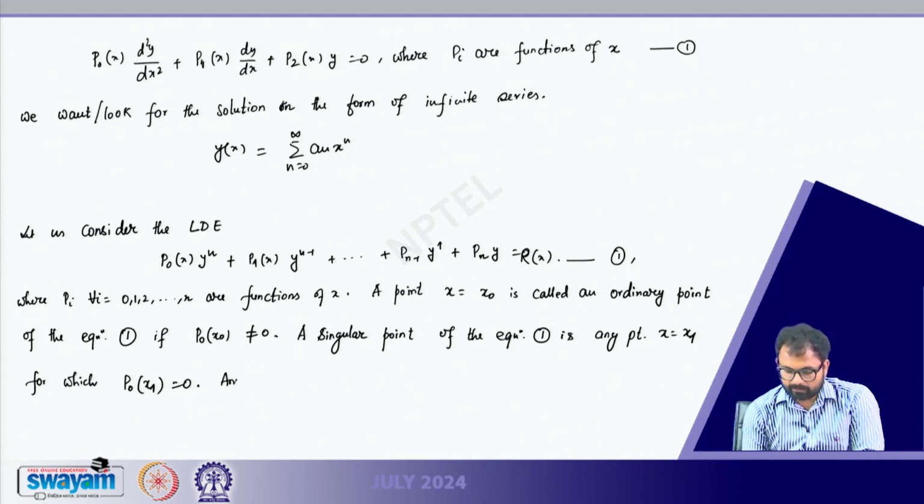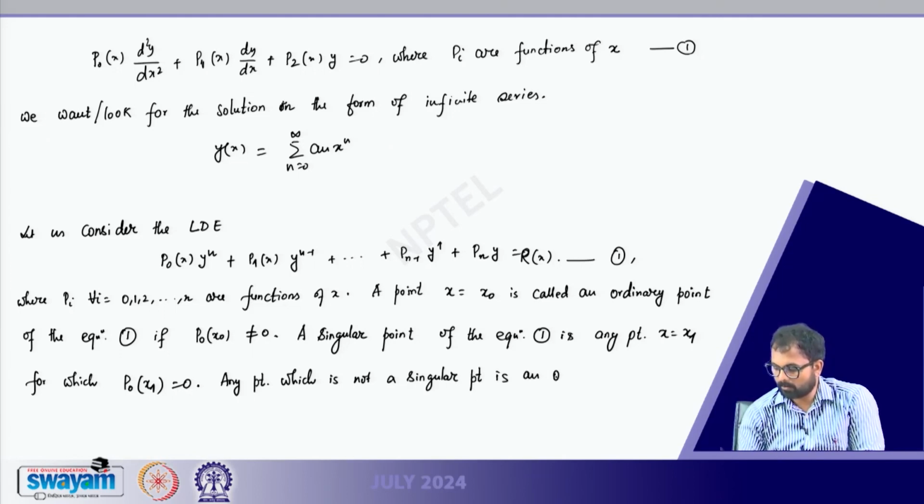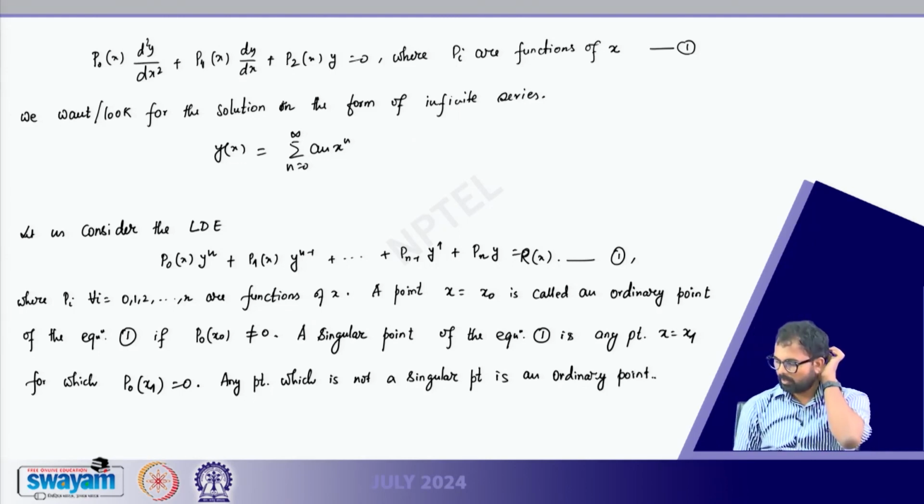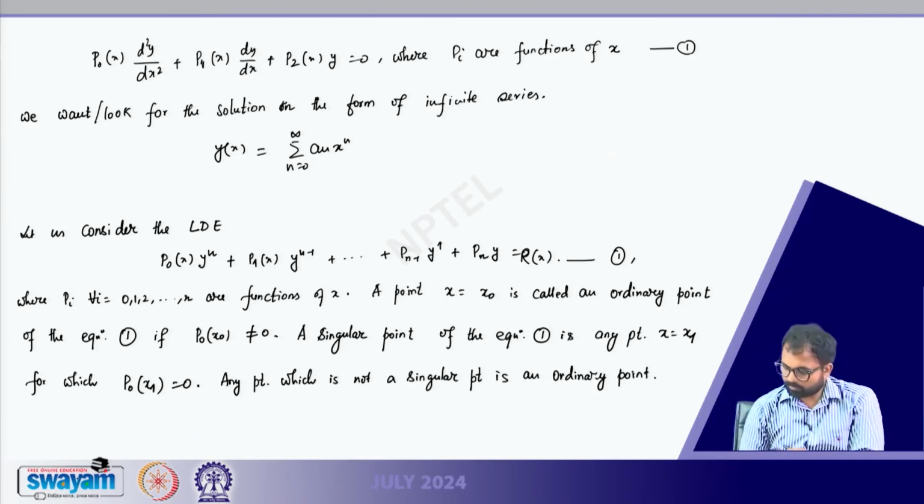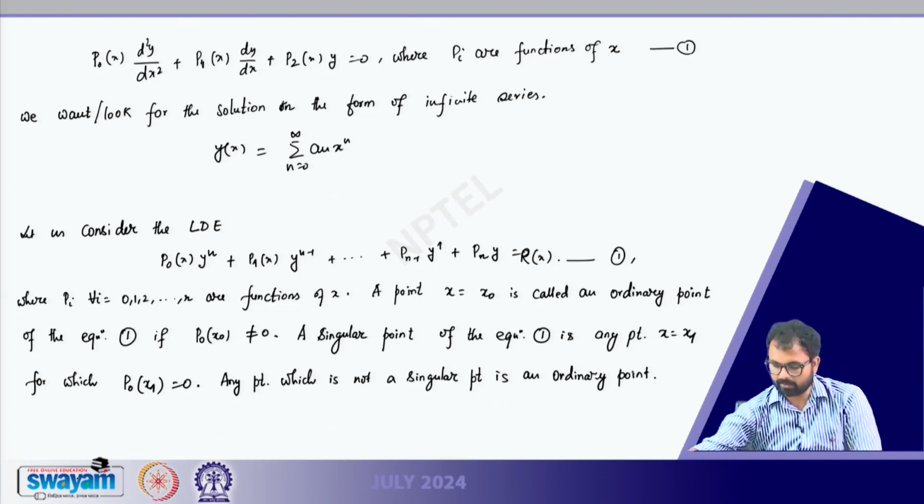and any point which is not a singular point is then an ordinary point. Obviously, if it is not a singular point, then it has to be an ordinary point. Then we will also define something called a regular singular point. Now, okay, let us see one example.